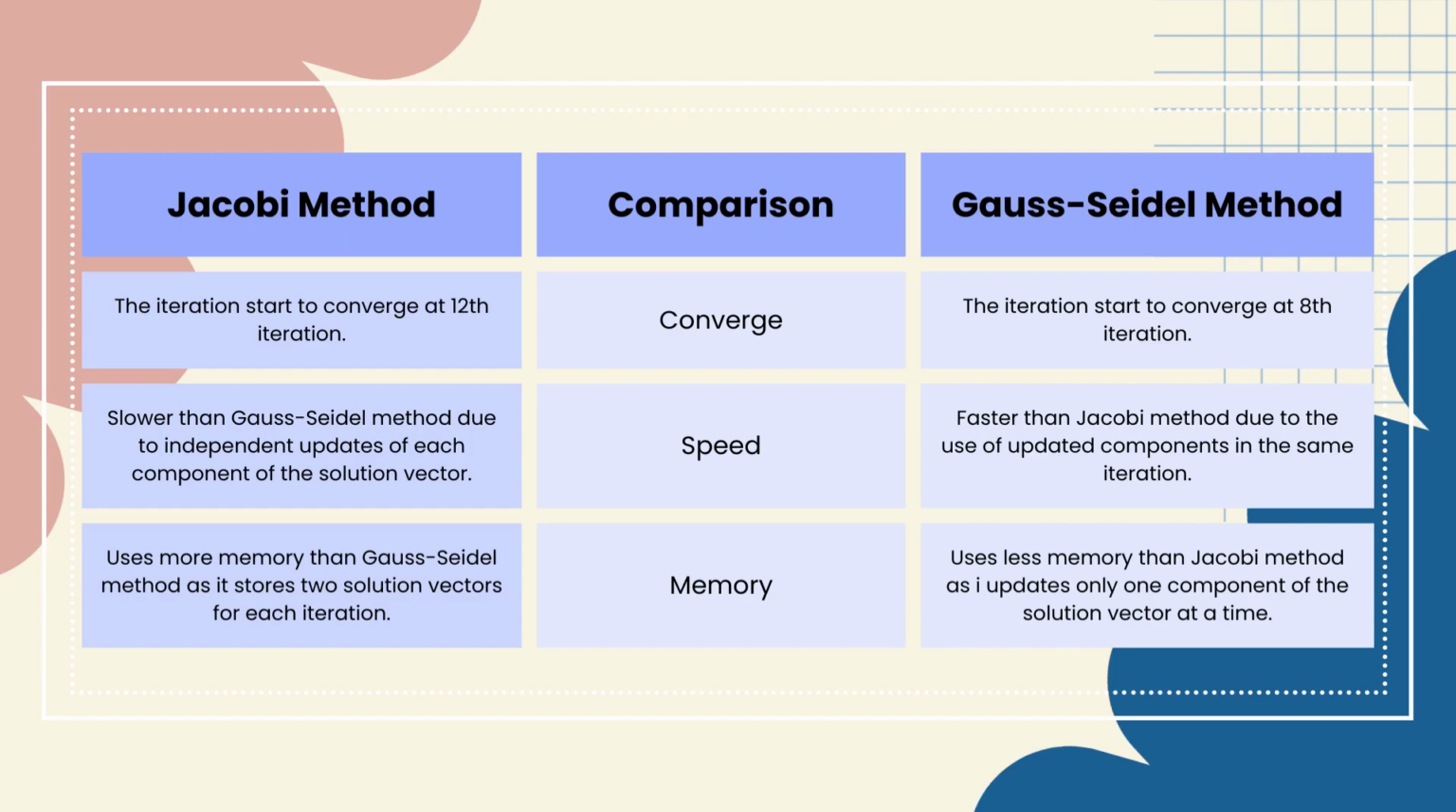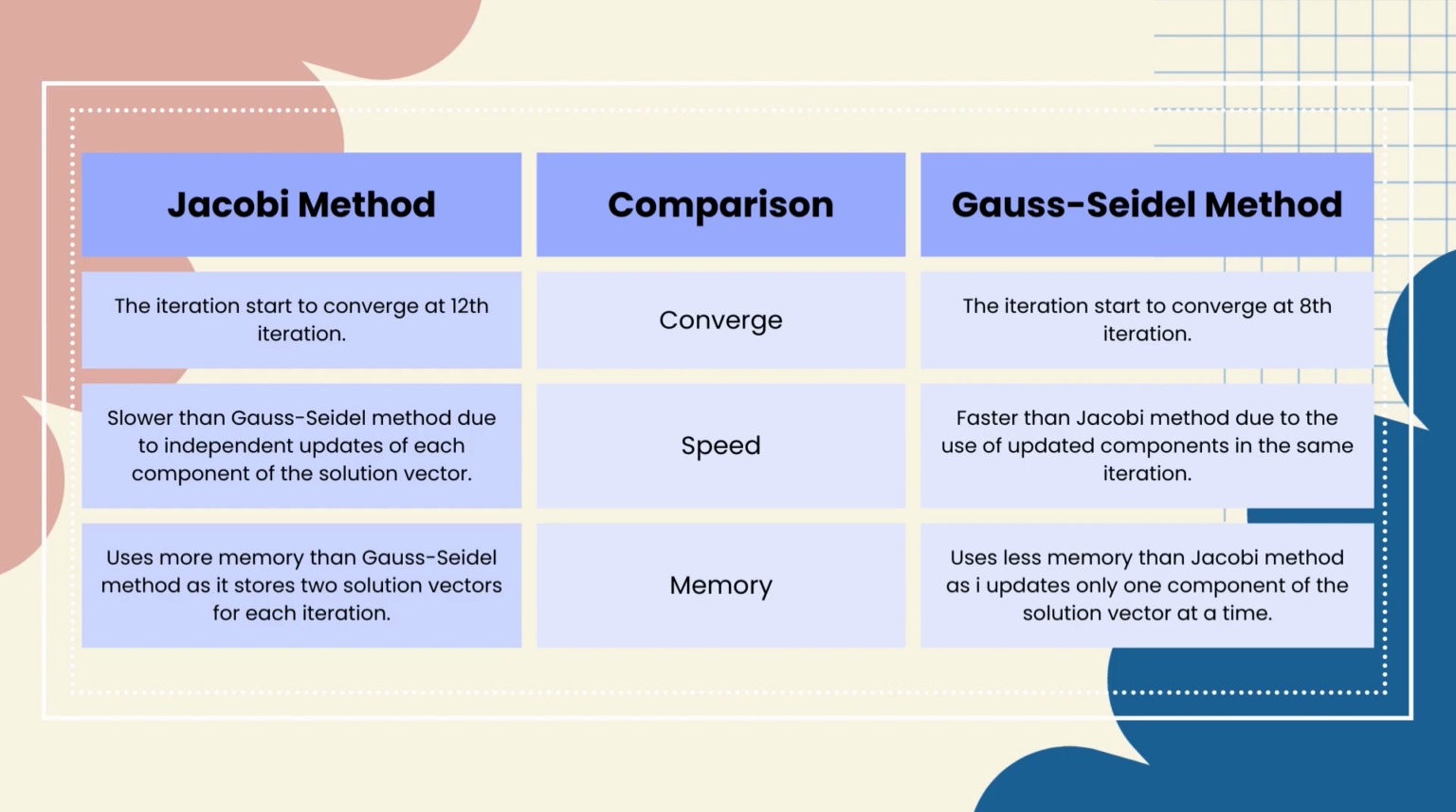In terms of speed, the Gauss-Seidel method is faster than the Jacobi method due to the use of updated components in the same iteration. Meanwhile, the Jacobi method is slower than the Gauss-Seidel method due to independent updates of each component of the solution vector. Hence, that is the reason why the Gauss-Seidel method converges faster than the Jacobi method.